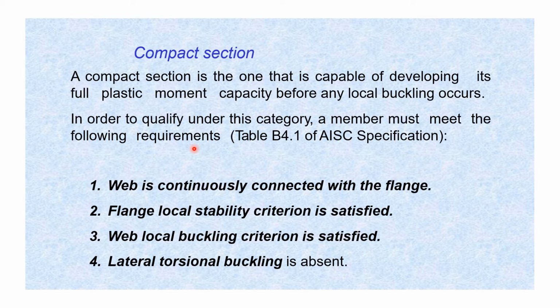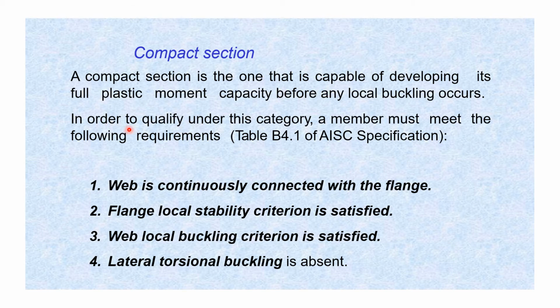Again, for these compact, non-compact and slender sections, there are criteria and specifications by the AISC code. So we have to fulfill those, and that is why our section is compact, non-compact or slender. A compact section is one that can develop its full plastic moment capacity before any local buckling. That's a good section. That section will reach full plastic moment capacity before any local buckling.